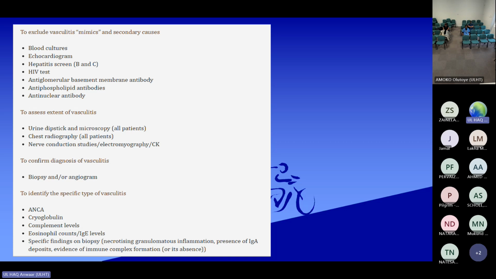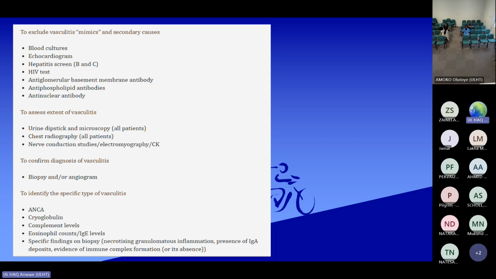Angiograms, we can run angiograms. PET scans: sometimes when we don't understand, we can run a PET scan and pick up the inflammatory sites. To identify the specific type of vasculitis, there are a few further blood tests you can run. You can run ANCA, that is commonly requested. And the ANCA is mainly of two types, P ANCA and C ANCA, the perinuclear and the cytoplasmic.